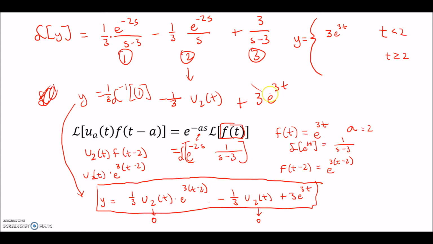Now, when I reach time equals 2, the Heaviside function is valued at 1 here and here, and therefore I'll have 1/3 times 1 times e to the 3 times t minus 2. So that's going to be 1/3 e to the 3 times quantity t minus 2 minus 1/3. Well, this is valued at 1, therefore that term will just be minus 1/3. And the last term is still present. That's unaffected by the Heaviside function. There's not a Heaviside function component in that.